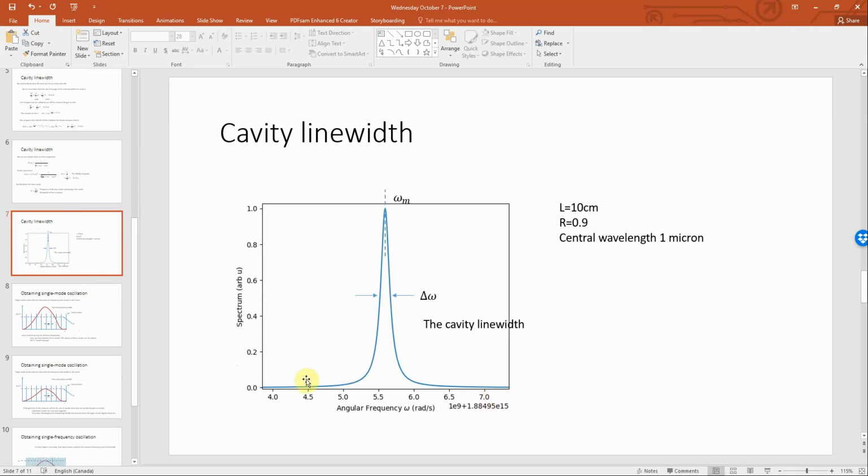And then this is on the order of gigahertz here, so 10 to the 9. So this is a few gigahertz that this is spanning, but the optical mode is on the order of petahertz, so 10 to the 15. So we have this mode centered at omega m, our optical mode, and the bandwidth delta omega, which is, as I said, given by the lifetime of the photon in the cavity. So this is when we have a cavity length of 10 centimeters and R1 times R2 is 0.9, or 90% reflective mirrors, and the central wavelength is 1 micron.